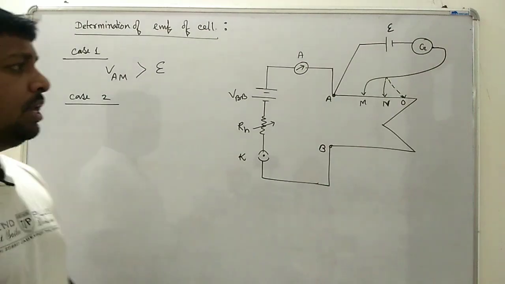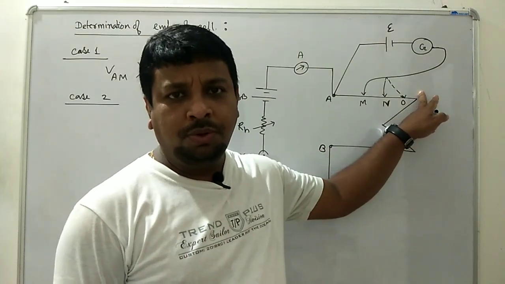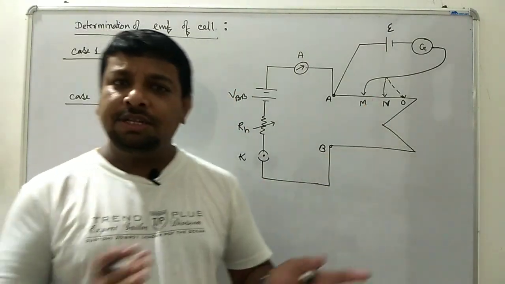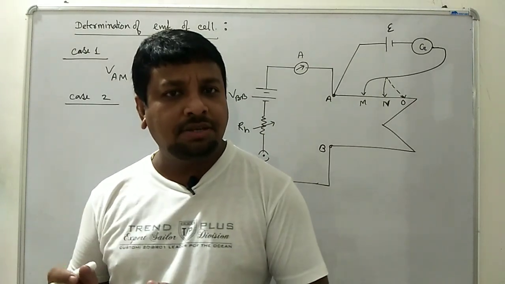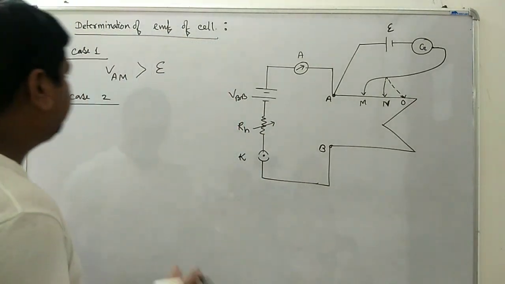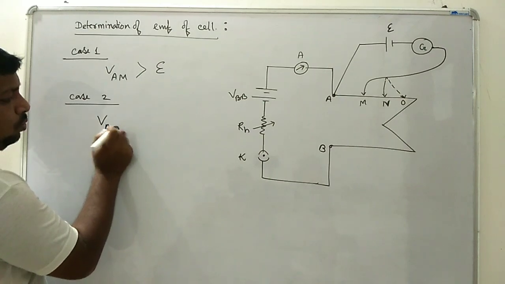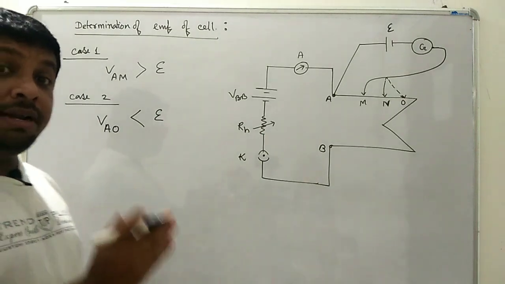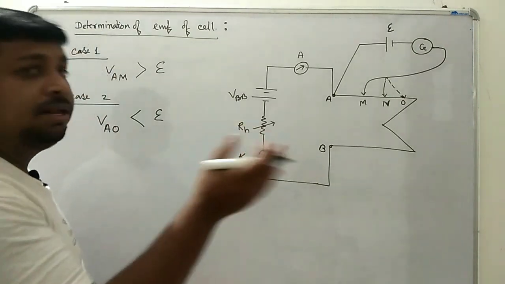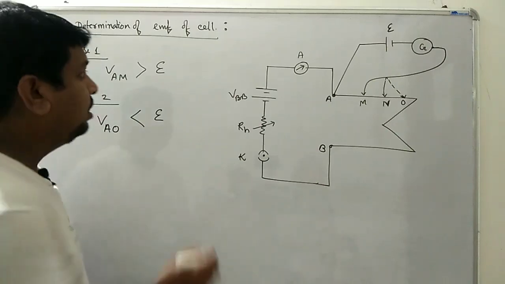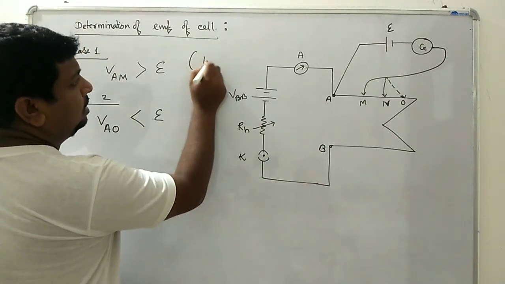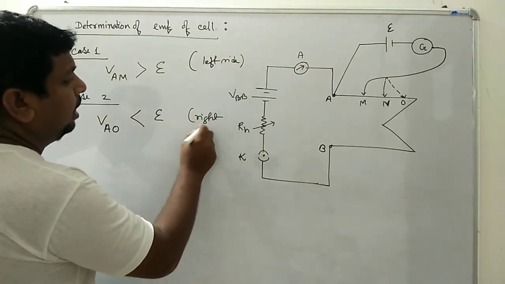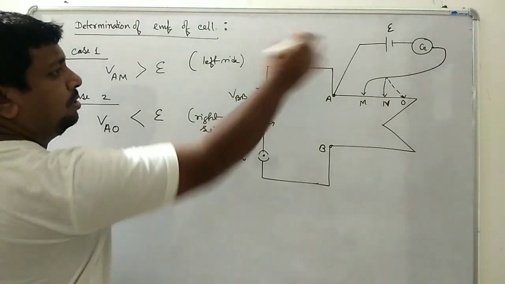Next, case 2. When the Jockey starts at the point O, it shows deflection in the opposite side. If the deflection at point M is on one side, at point O the deflection is on the opposite side. So from this we can say the potential difference between A and O, VAO, is greater than the EMF of the cell. Because the deflection is opposite. Suppose the direction of deflection at M is left side, then here it is right side. This is the galvanometer deflection.